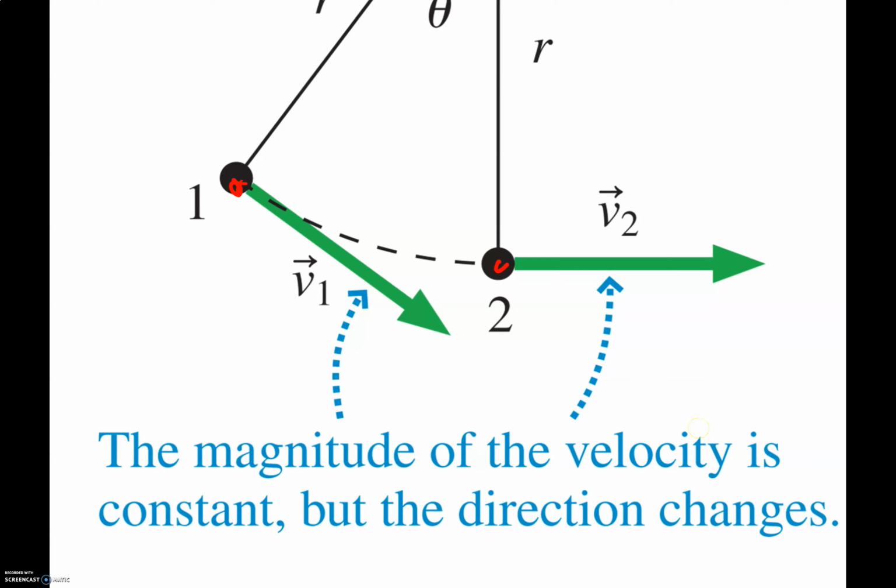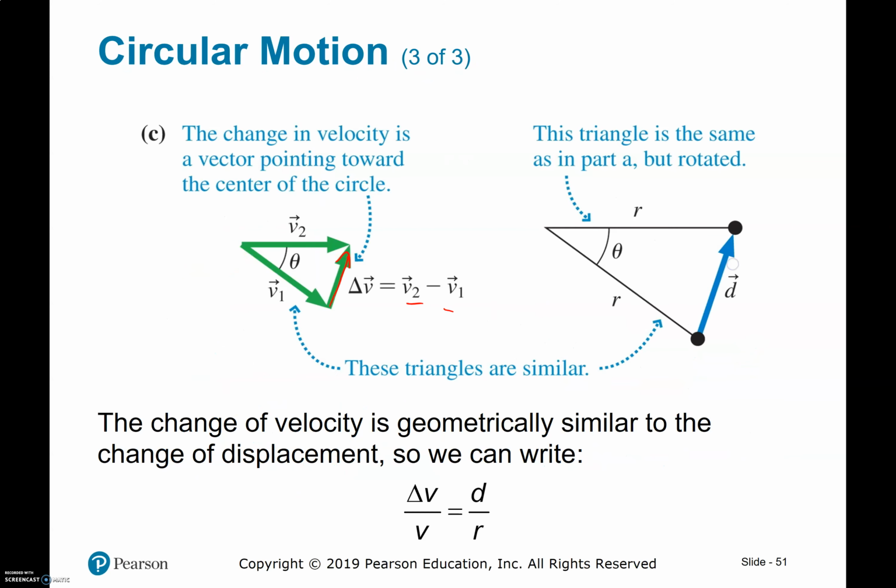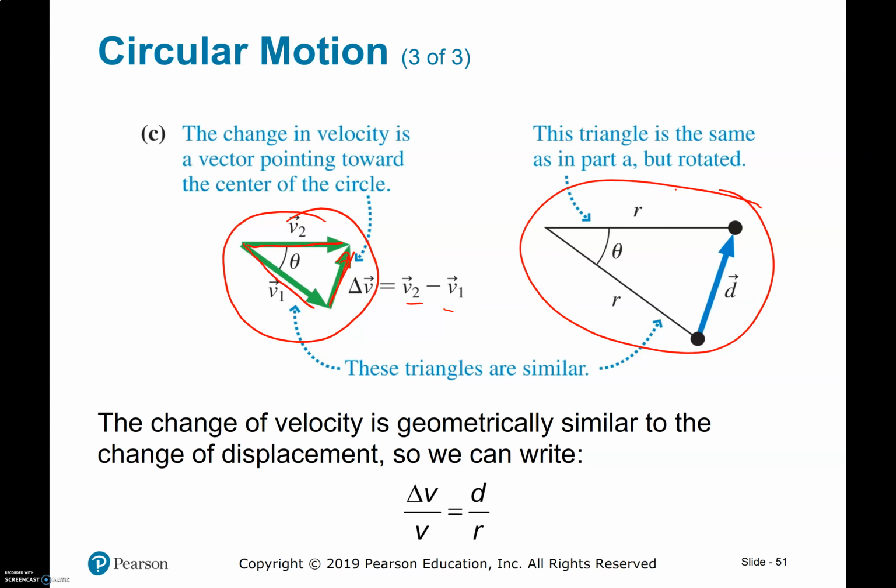So now let's calculate the acceleration. To calculate the acceleration, we take v2 minus v1, and we get this delta v vector here, right? And now we can see that this triangle here is similar to this triangle here, so we can say that d over r is equal to delta v over v1 or v2, which is the same here in magnitudes.